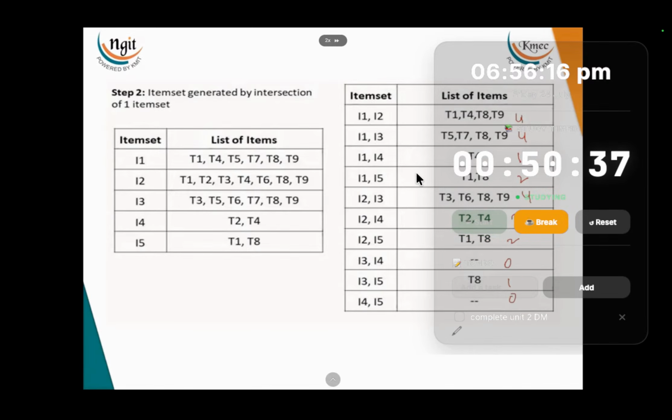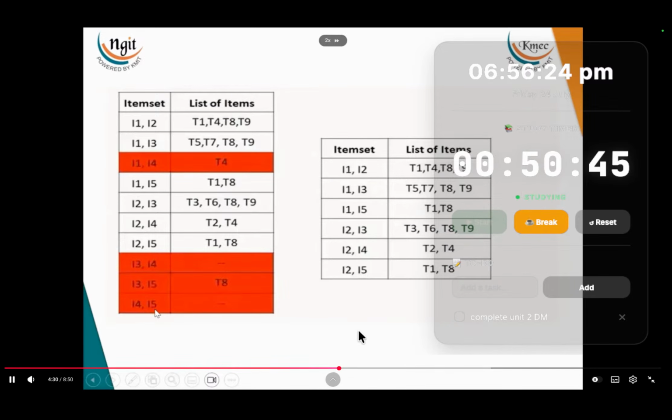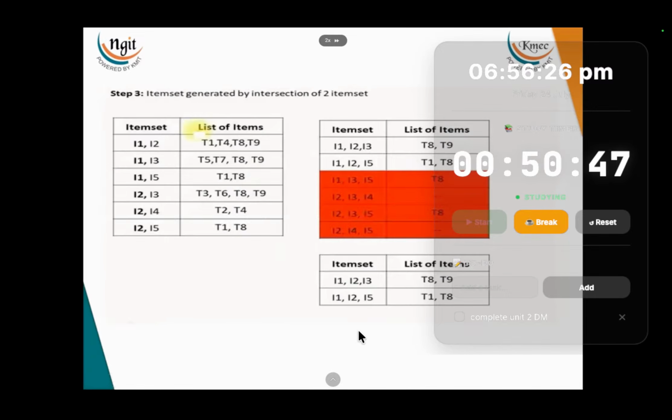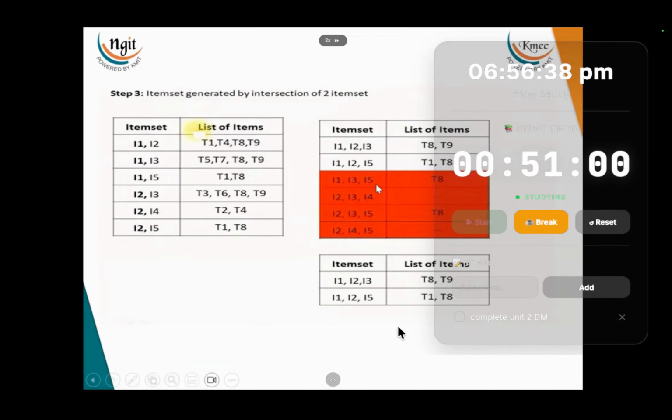Now the item sets which are not satisfying the support count condition have to be eliminated. So the item sets which are less than the support count, I1, I4, I3, I4, I3, I5, I4, I5, all these item sets are pruned. Now we need to create the intersection for the 3 item sets. The possible combinations will be I1, I2, I3, I1, I2, I5, I1, I3, I5. Now we need to check in the database where this I1, I2, I3 is present. Find out for I1, I2, I5 and I1, I3, I5, and then compare this with the minimum support count. If that is not satisfied, we eliminate those item sets, and the item sets which satisfy the condition we consider.